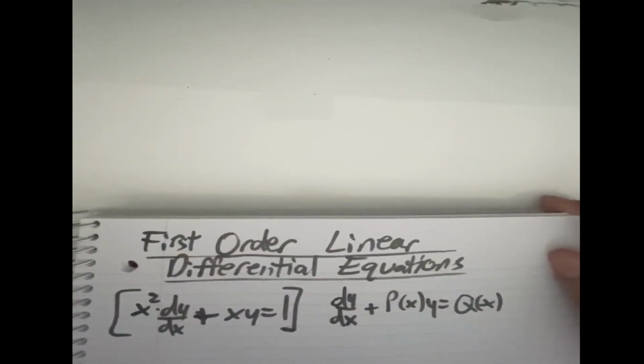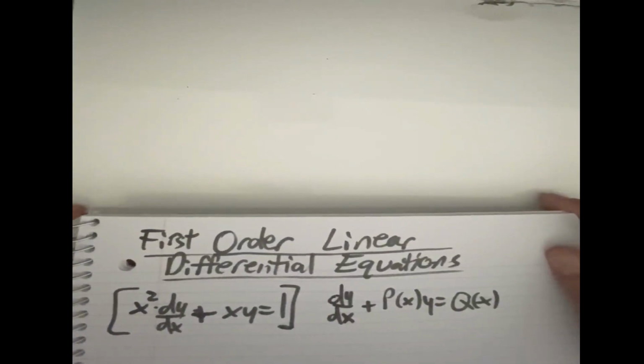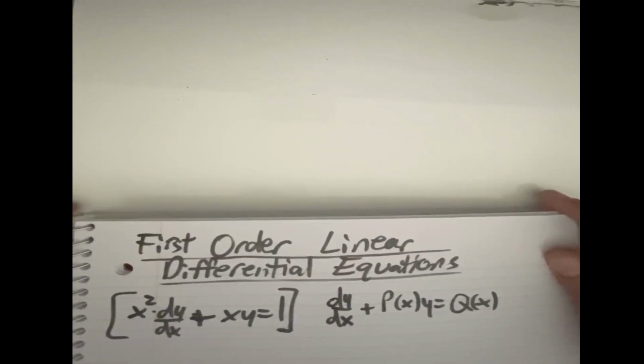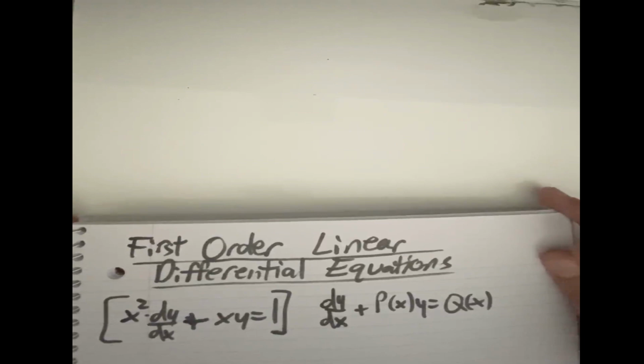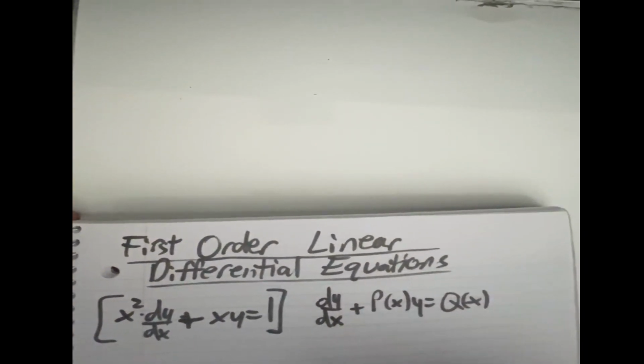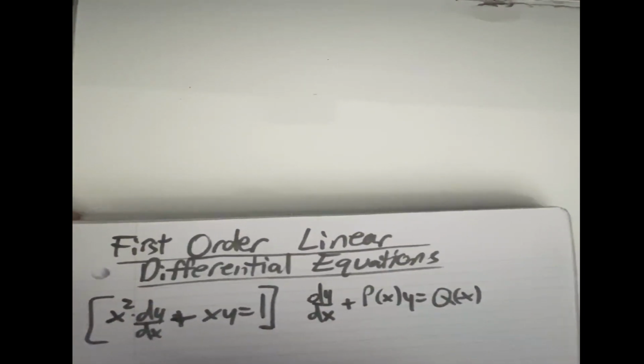Hello guys, so in this example, we're going to do a first order linear differential equation. But recognizing this is a first order linear differential equation is not as obvious, because notice how on the right hand side there is no x term. Right here it's just a 1. And notice how the dy over dx is not isolated.